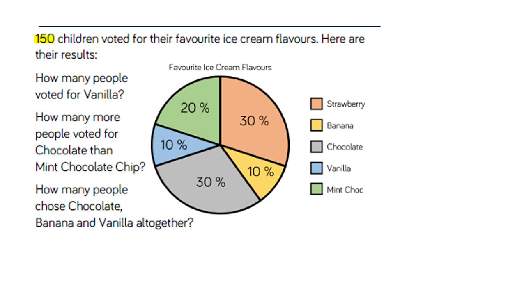So for the first question, how many people voted for vanilla? So first of all, I would locate vanilla. I'd see that that is blue. So the blue segment, I can see that that is 10%. So I know that 10% of 150 is 15. Okay, I'm actually going to stop now. I'm going to let you pause the video and have a go at the rest of them. I'll come back to you in a moment.